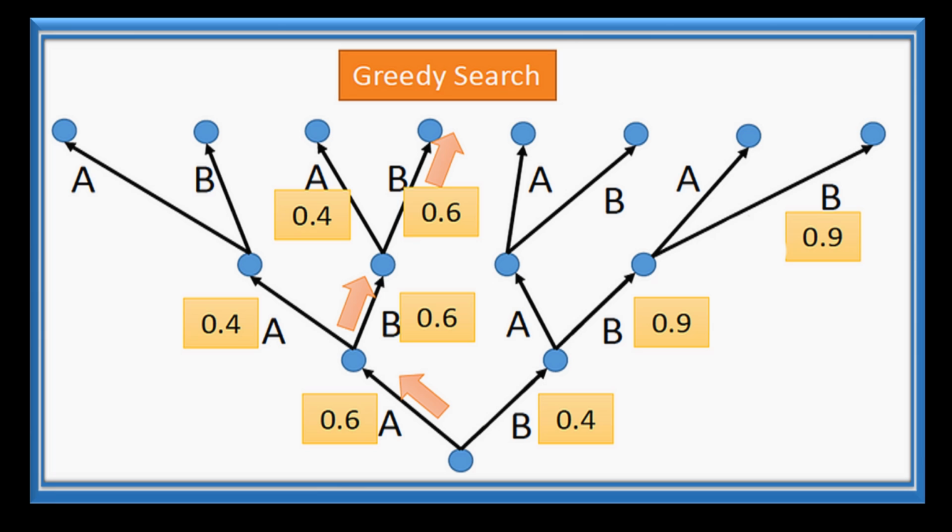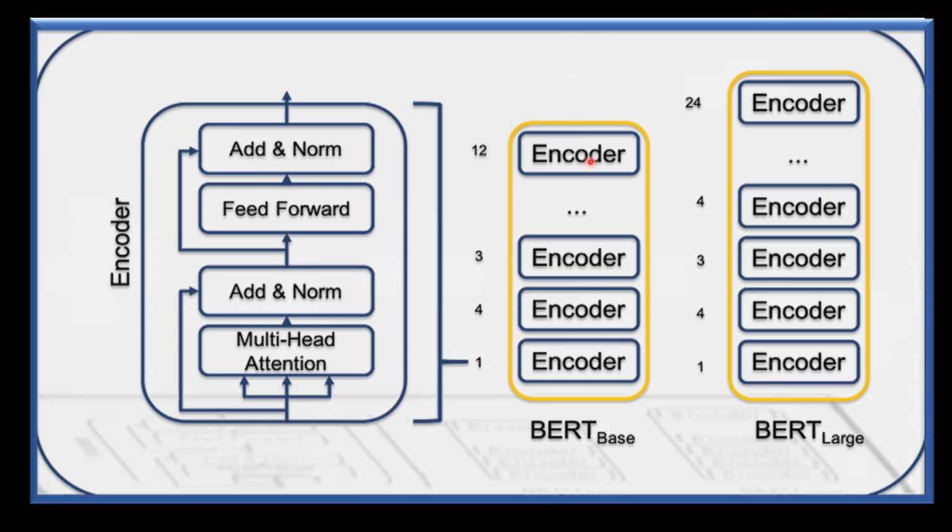So to summarize this, we can say greedy search is a simple optimization algorithm that makes locally optimal choices at each step without considering the long-term consequences on the overall solution. It is computationally efficient but may not always lead to the optimal or the global optimum.